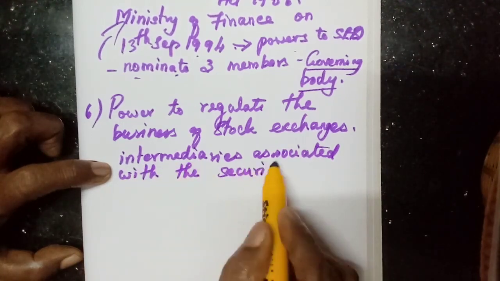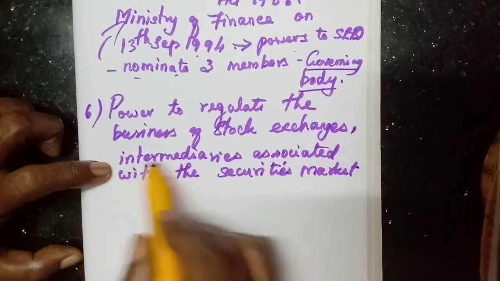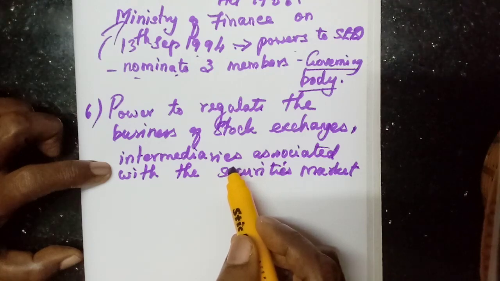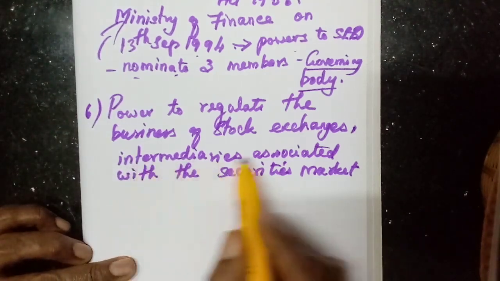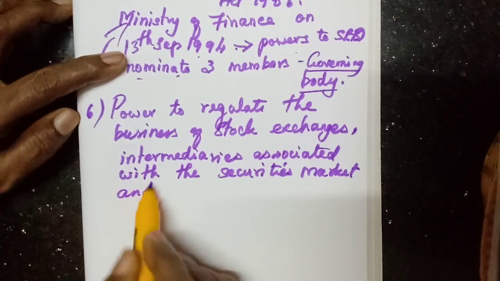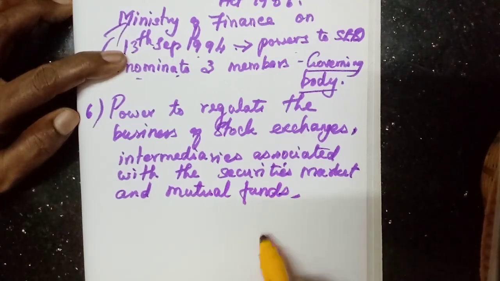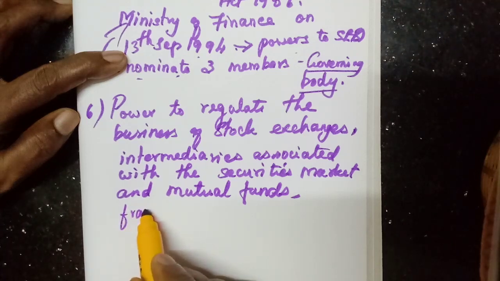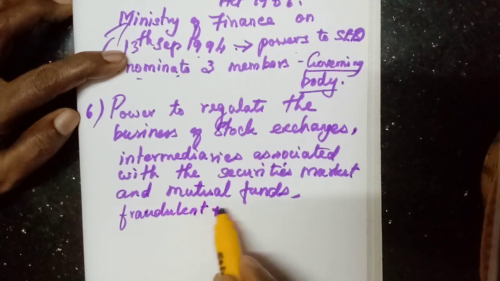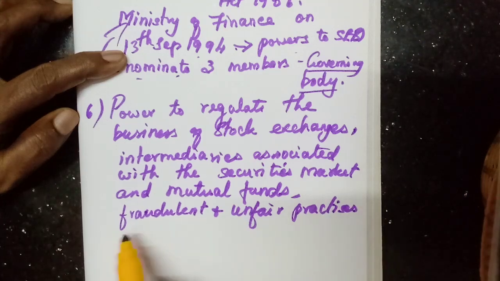What is the securities market? Stock exchanges. This intermediary is not any other intermediary, those who buy and sell textiles and things. They are intermediaries associated with the securities market, and mutual funds. Then, it can regulate fraudulent and unfair practices. Any fraud, or anything unjust, that is unfair. Unfair practices relating to securities.